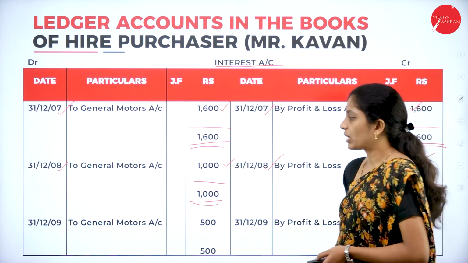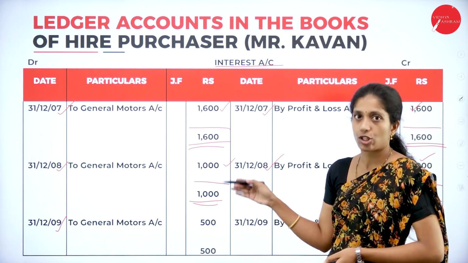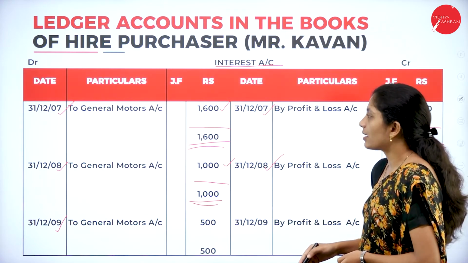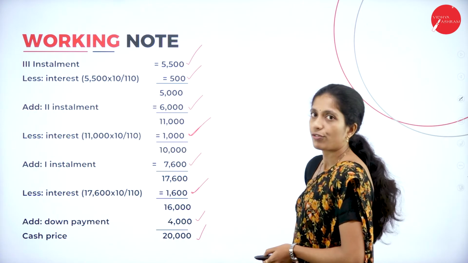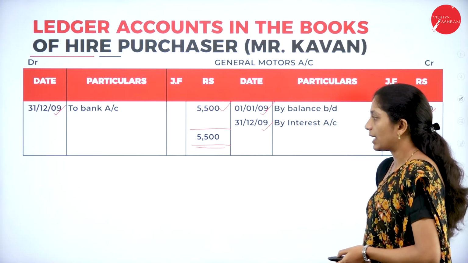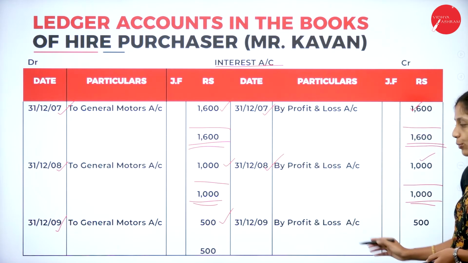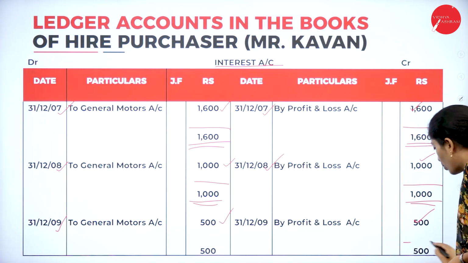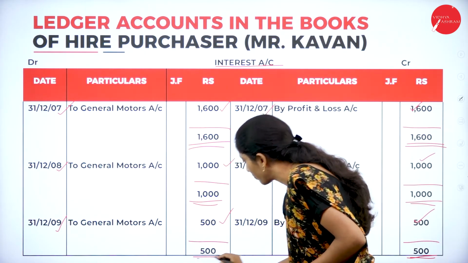In the same way for third year, 31st/12/09 to General Motors account, that is to hire seller's account. What is third year interest? So third year interest is how much? 500. So write that 500 and transfer this 500 to profit and loss account. So your total of debit side will be equal to total of credit side.